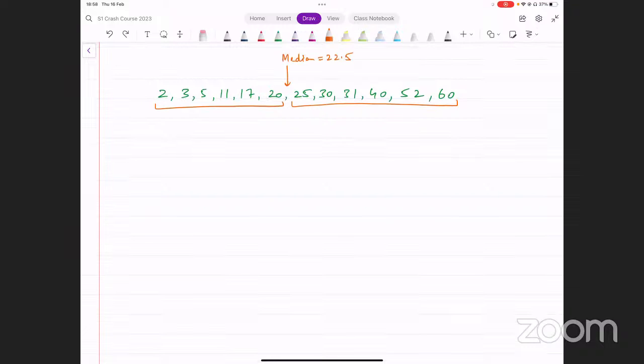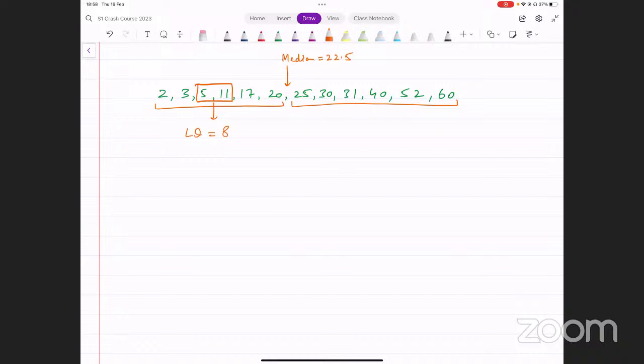Now, if you look at the left side, it has 11 and 5 in the middle. So what's the median of these two values? It's 8. That is your lower quartile. Right? That's 5 plus 11 over 2. That's 8.